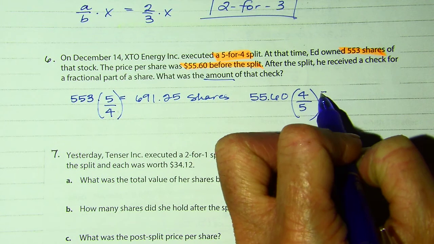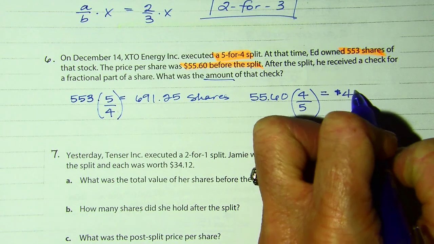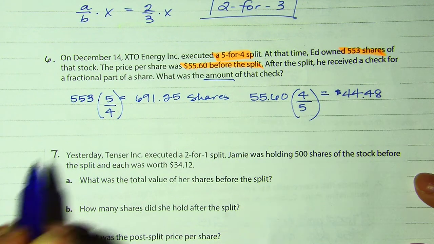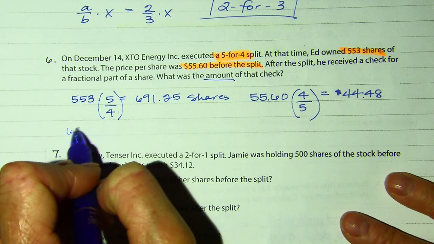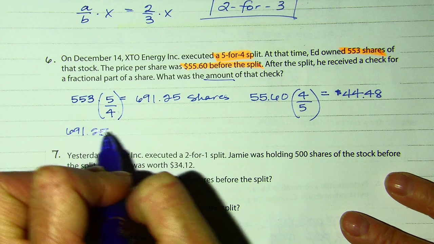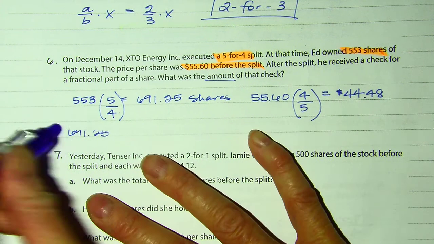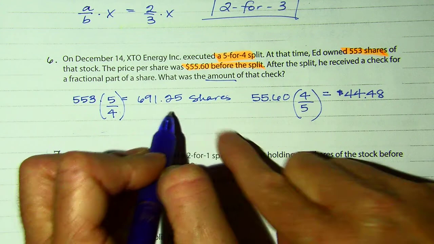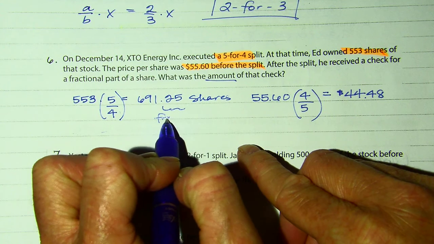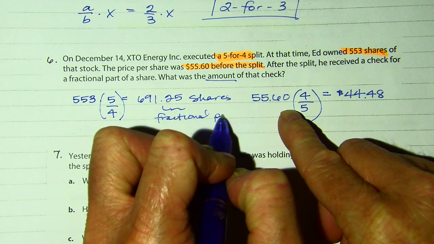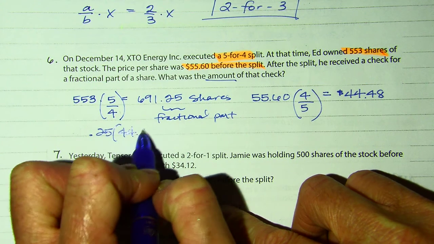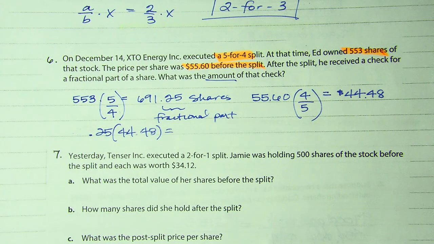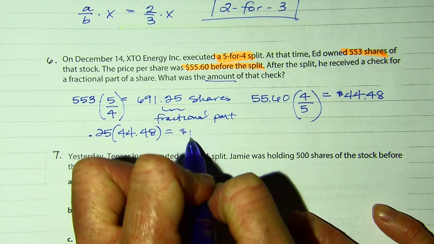Okay, so if I multiply this, I get 44.48. So the value of the amount of check he would get was for the 691.25 shares. He gets that, see, this is your fractional part. So 0.25 times 44.48 equals the amount he received. So 0.25 times 44.48, he got a check for $11.12.